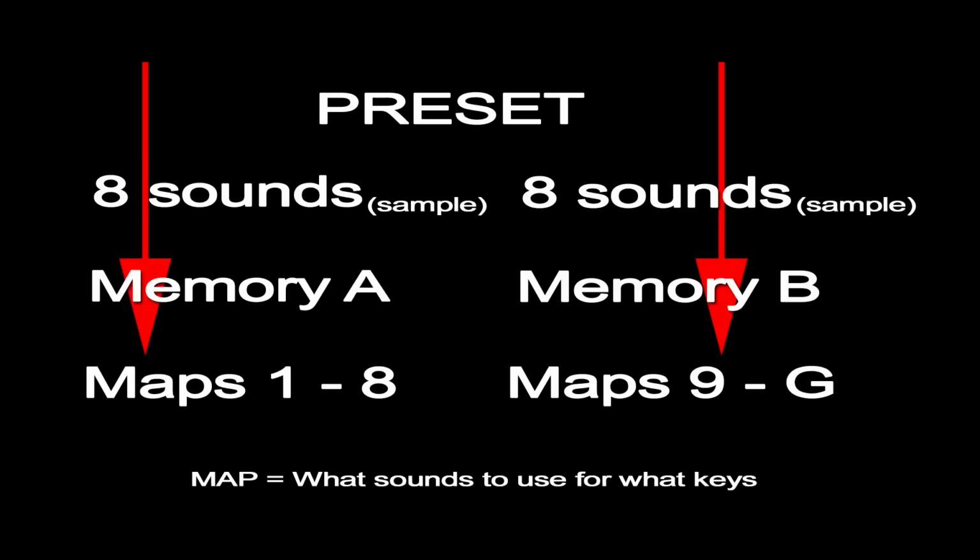So in the 2000, a preset consists of two maps, a left map and a right map, along with the settings that tell the preset how these maps interact with one another. The left maps are numbered 1 through 8 and the right maps 9 through G. And this is very important to know because only half of the memory can access the left map or the right map at any given time. So each half of the memory can hold 8 samples and up to 8 maps at the same time.